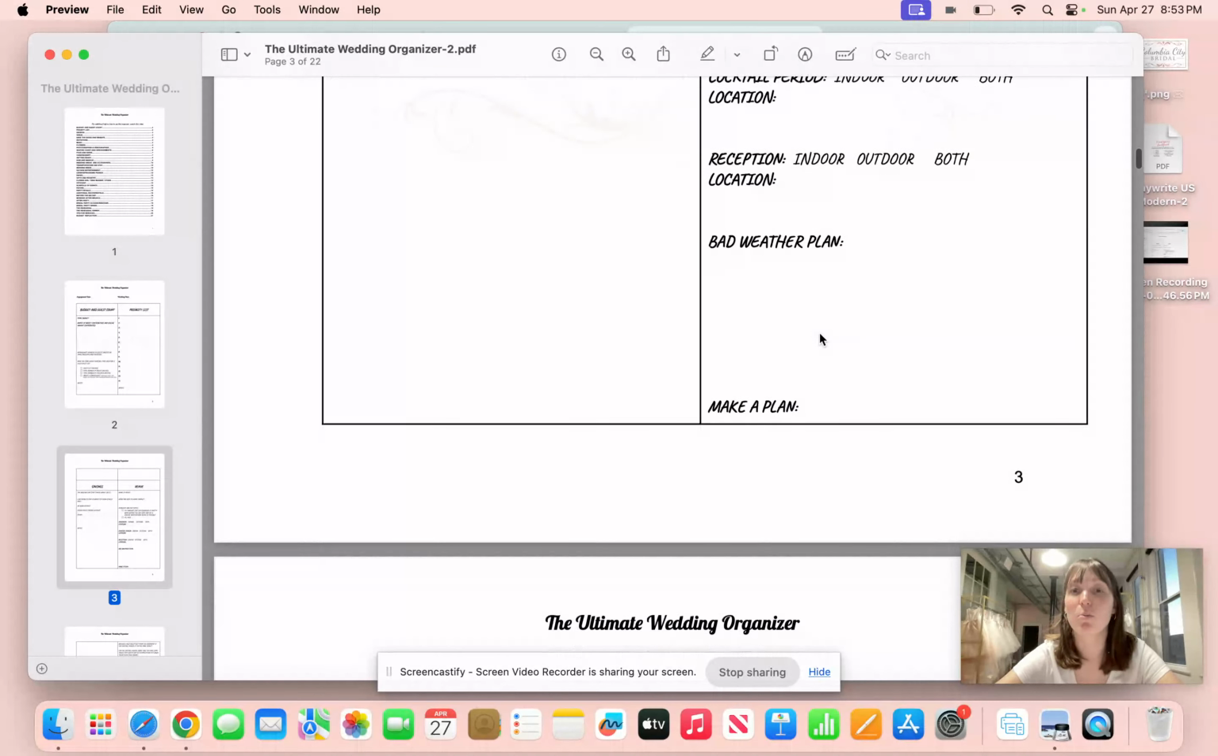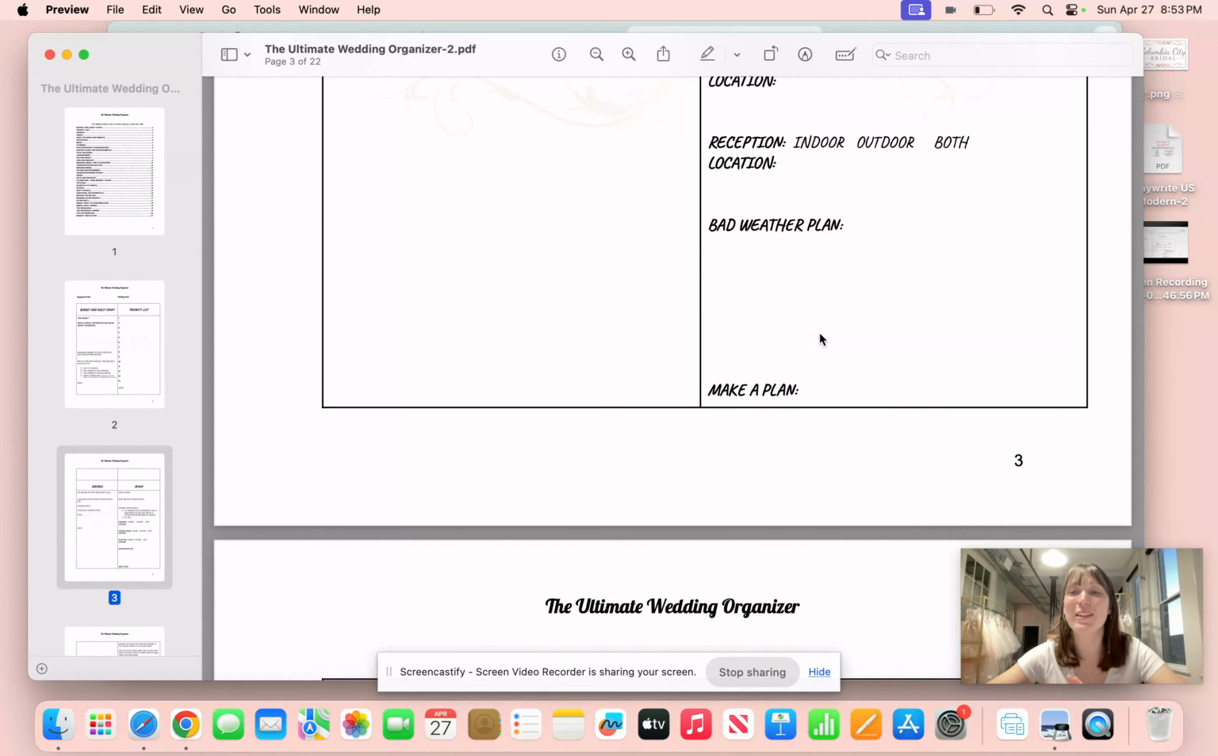And bad weather plan. Right? What are we going to do if we have bad weather? Say you're having an outdoor wedding and the reception is inside a barn. Oh well, the barn might tell you, "Hey, it's okay. We'll just move everything inside if it rains." What is that going to look like?